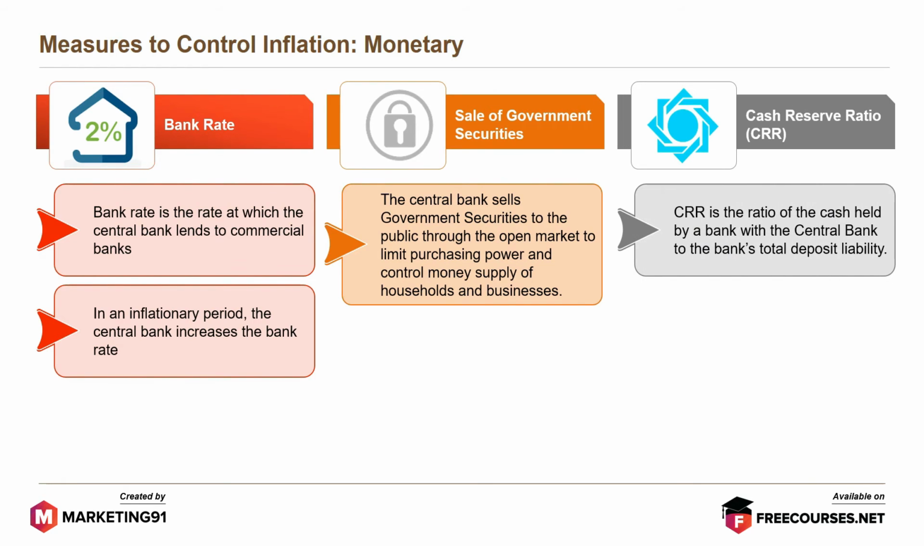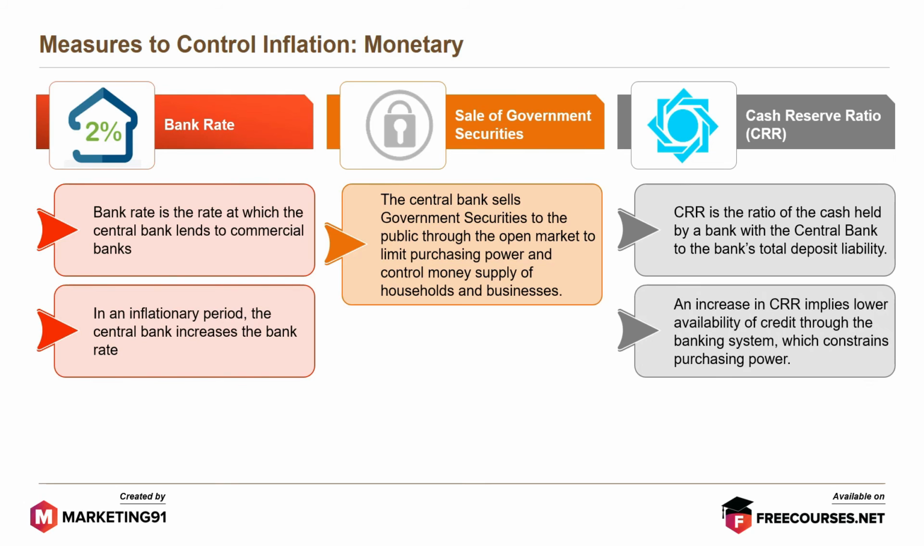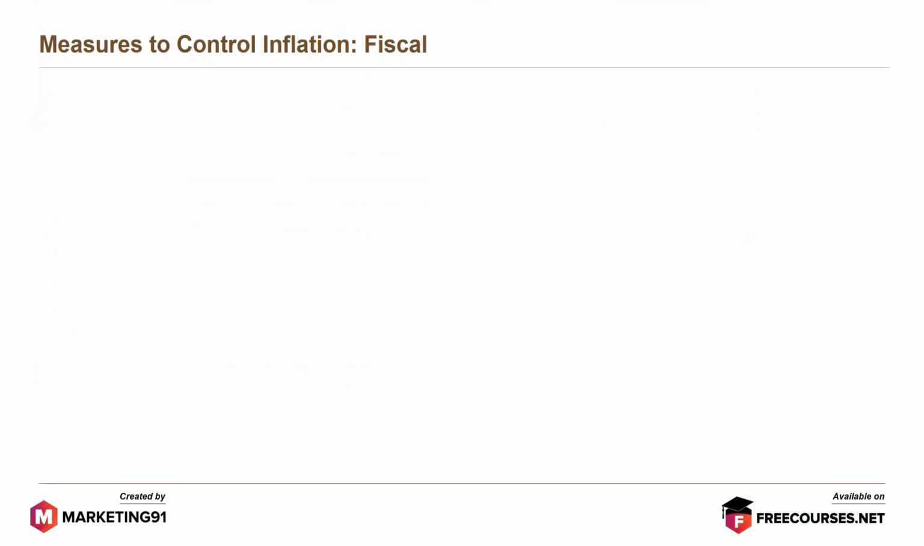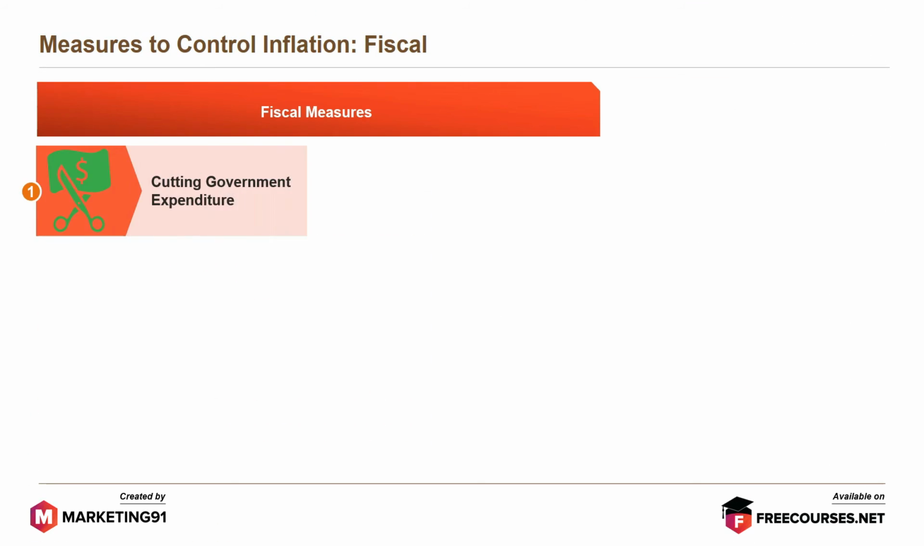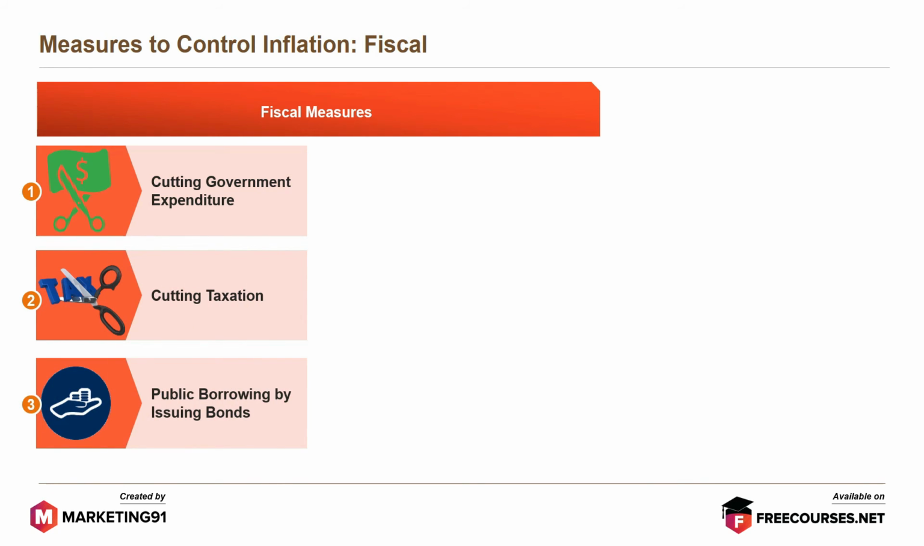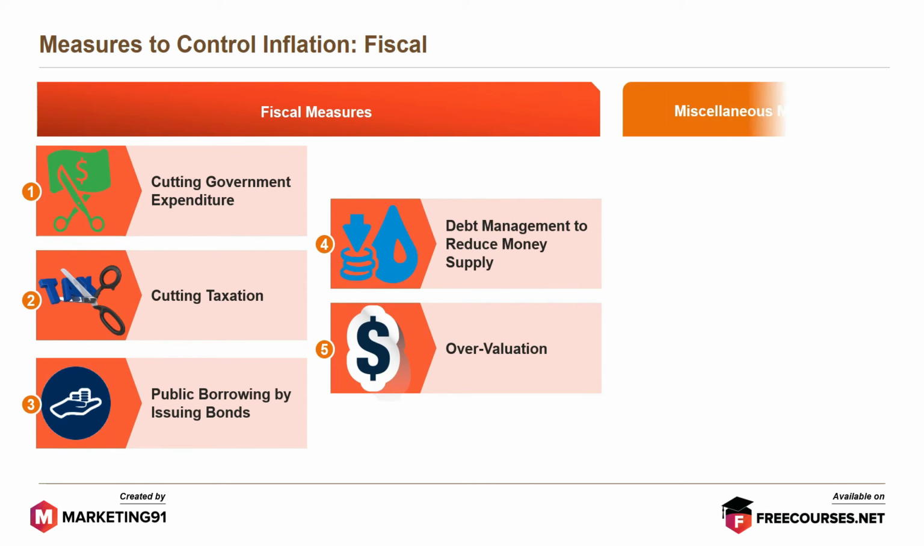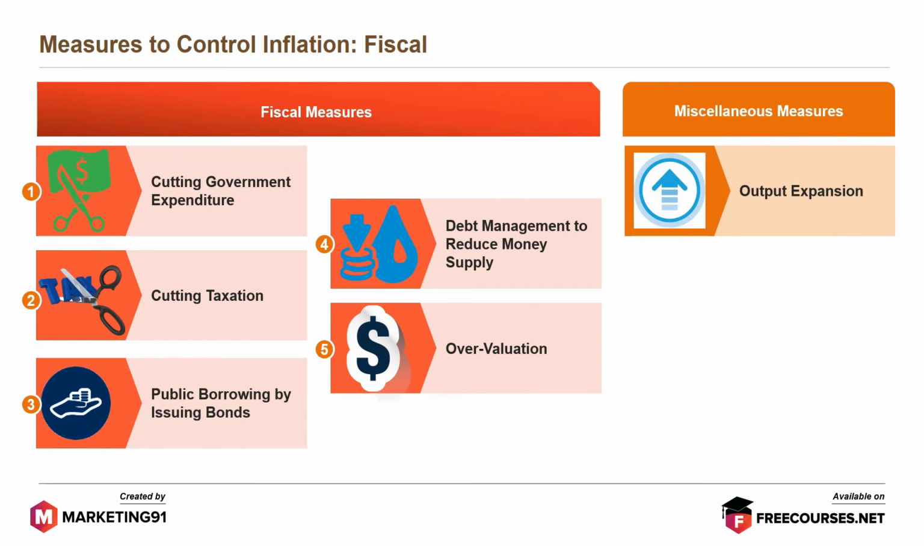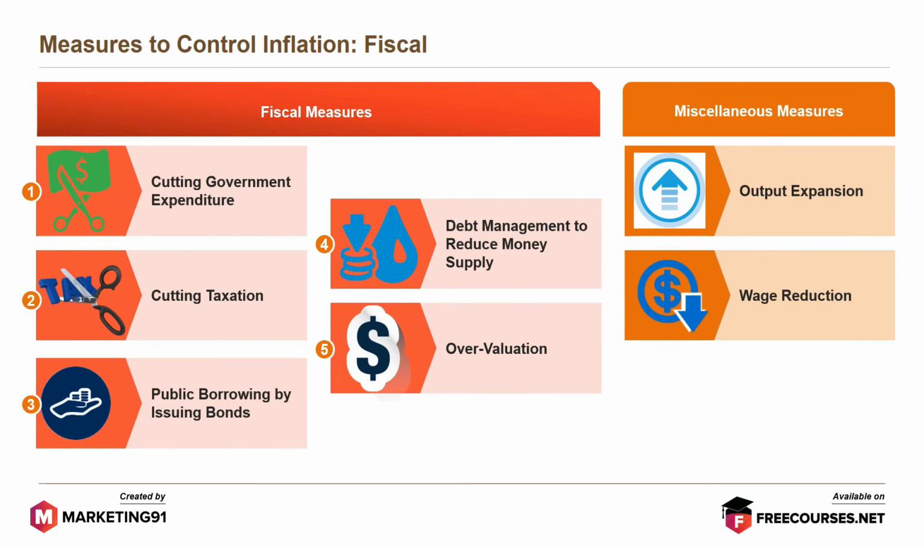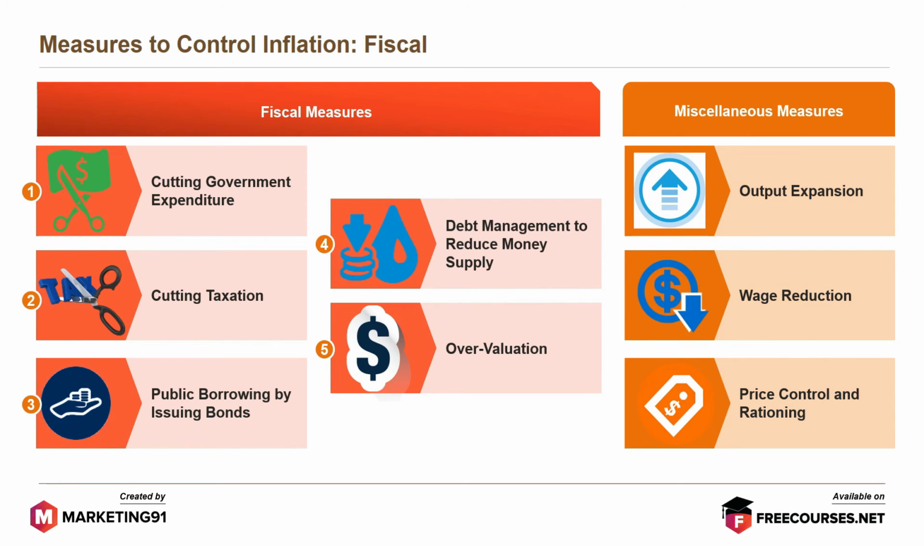The cash reserve ratio, or CRR, is the ratio of the cash held by a bank with the central bank to the bank's total deposit liability. An increase in CRR implies lower availability of credit through the banking system, which constrains purchasing power. Fiscal measures include cutting government expenditure, cutting taxation, public borrowing by issuing bonds, debt management to reduce money supply, and overvaluation. Miscellaneous measures are output expansion, wage reduction, and price control and rationing.